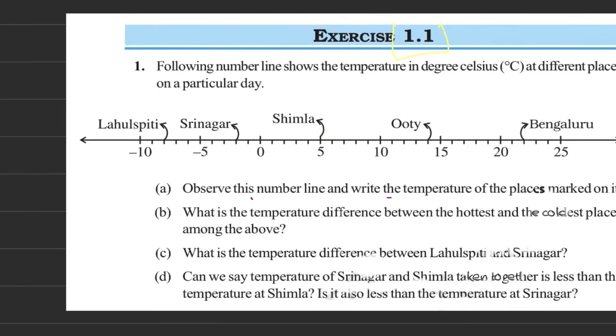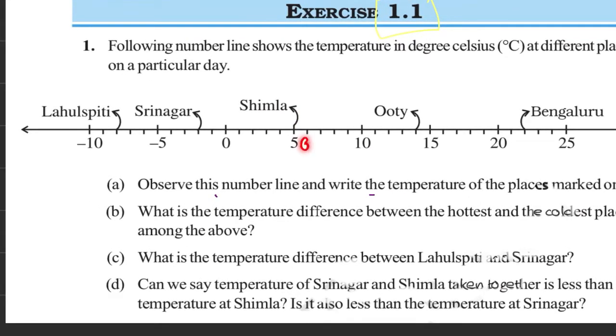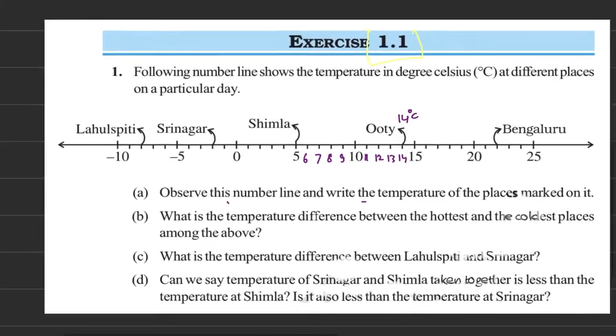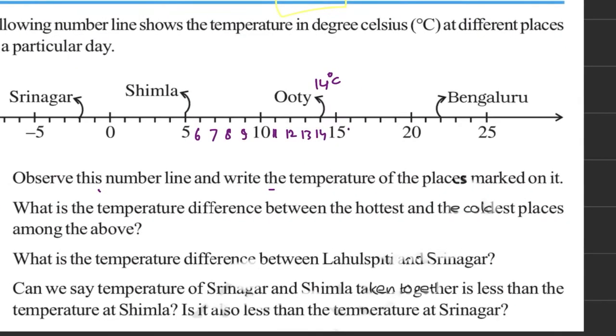And this is number 6, and also look at this carefully. This is 6, 7, 8, 9 and 10. This is 11, 12, 13, and this is 14. Therefore, the temperature of Ooty is 14 degrees Celsius or centigrade. And this is 16, 17, 18, 19, this is 20, 21, 22. The temperature of Bengaluru is 22 degrees centigrade on that particular day.